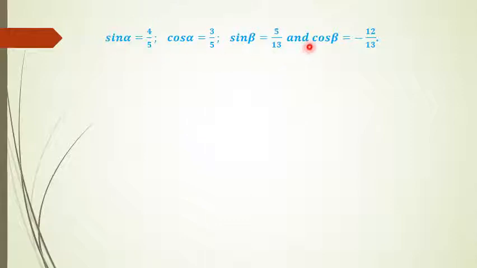Now for reference sake, let's write down what we have now calculated. We were given sine alpha equals 4 over 5. We calculated cos alpha and got 3 over 5. We calculated sine beta, we got 5 over 13. We were given in the question cos beta is minus 12 over 13. Now we have the sines of both angles and the cosines of both angles. We are now ready to use the compound angle formula to find cos(beta minus alpha). So writing down the formula, cos(beta minus alpha) is equal to cos beta cos alpha plus sine beta sine alpha.